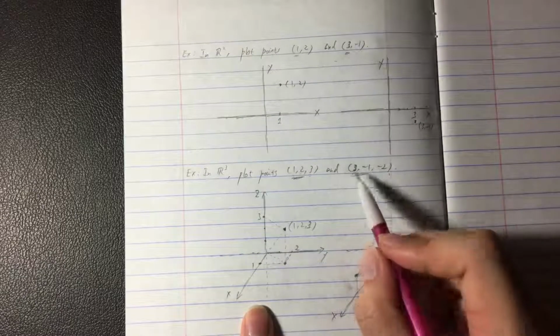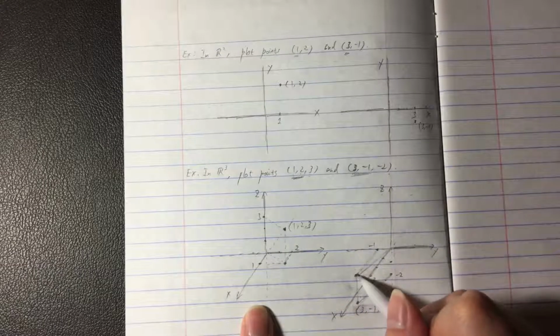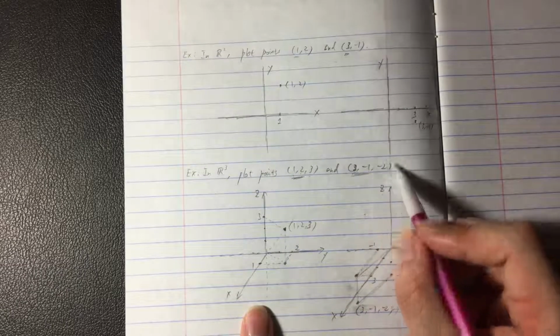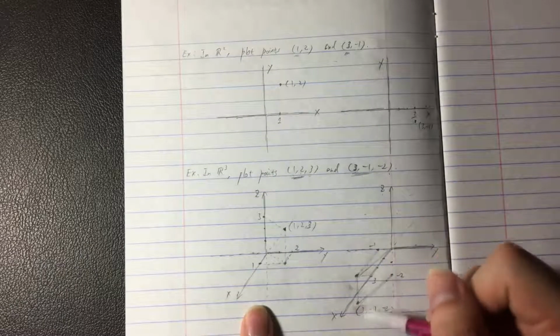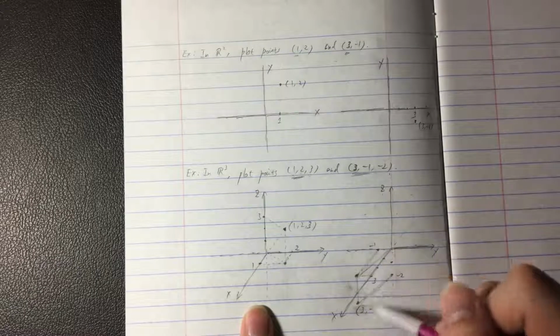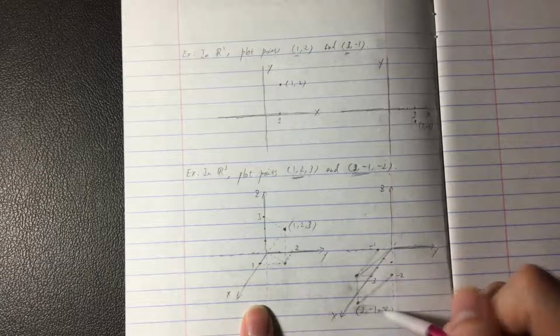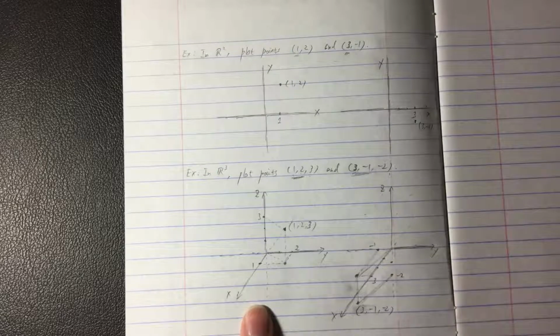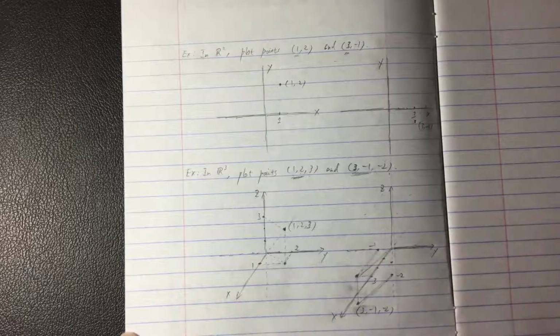We first of all plot point 3, comma -1 in the xy plane. Then when the z coordinate is -2, I shift this point down by 2 units. That's the point 3, comma -1, comma -2. Next, I'll show you how to use equations to represent graphs in R3. First of all, let me review everything in R2.